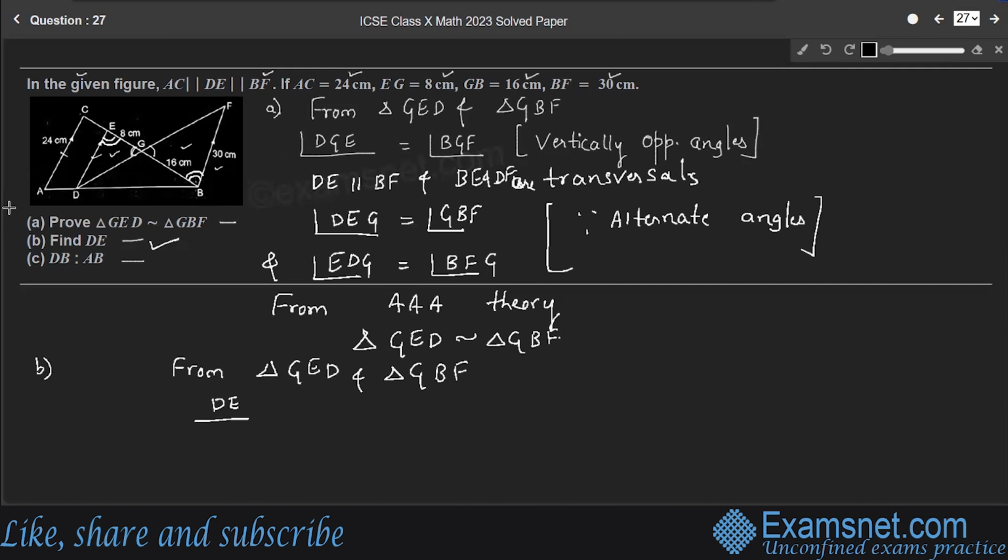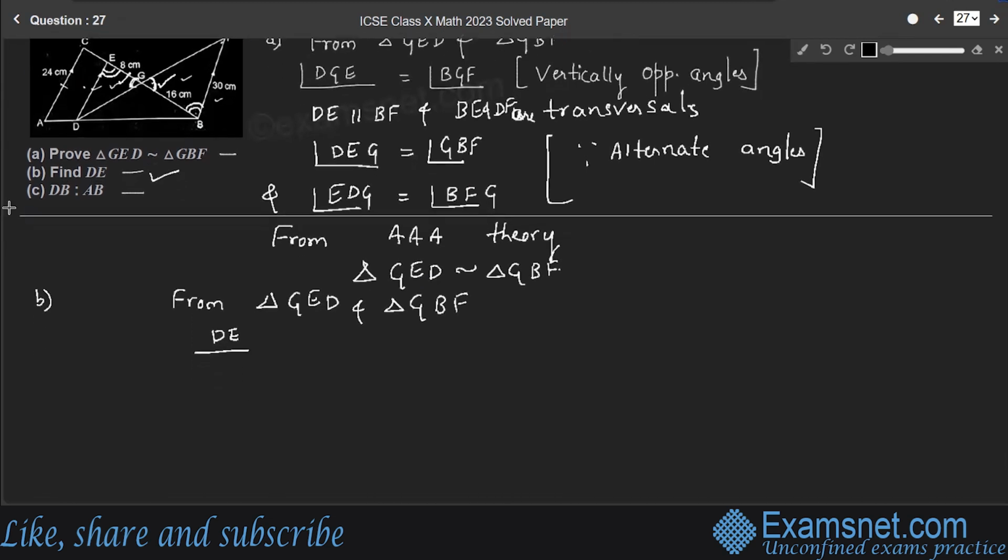Since DE is the opposite side of angle DGE and BF is the opposite side of angle BGF, and these two are vertically opposite angles, they are equal. Therefore, the ratio of their sides DE by BF is equal to, so we'll consider the same angles here.